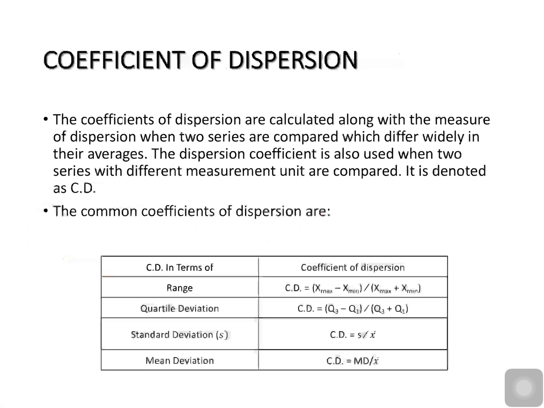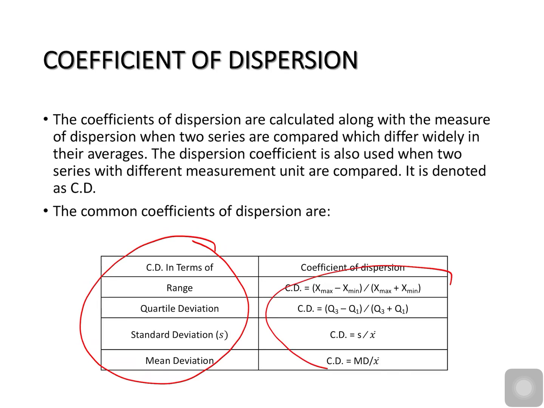So for this one, the coefficients of dispersion are calculated along with a measure of dispersion when two series are compared, which differ widely in their averages. The dispersion coefficient is also used when two series with different measurement units are compared. It is denoted as CD. The common coefficients of dispersion are the range, the quartile deviation, the standard deviation, and the mean deviation. And these are the formulas.